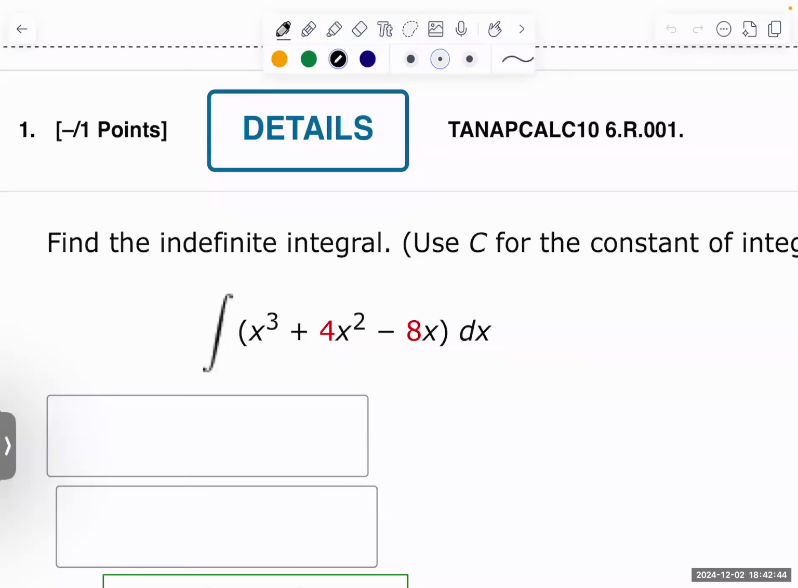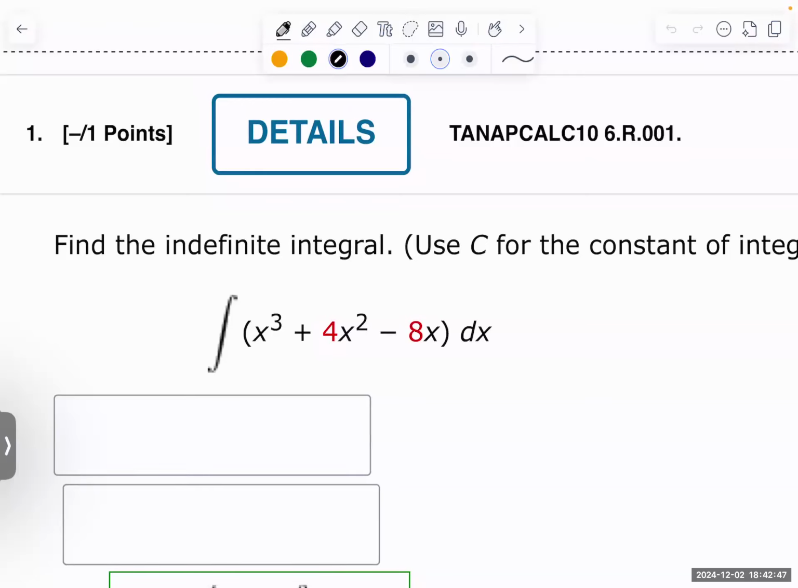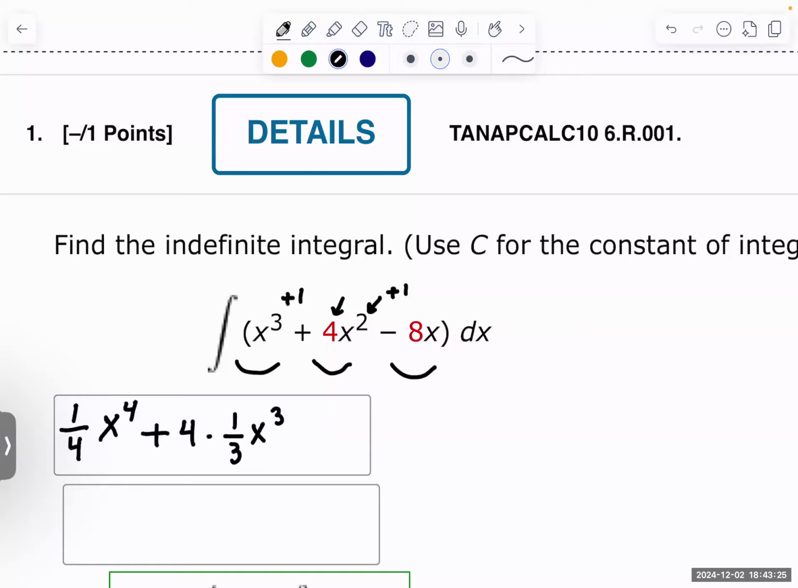So the rule says if you have terms adding, so one by one find their antiderivative. Antiderivative of x cubed, you're adding 1 to the power. So that makes it x to the 4, and then 1/4. Plus, for the next one, you keep the 4. You add 1 to the power. So that's x cubed, 1/3.